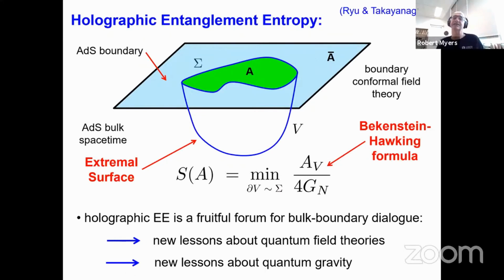At the bottom here, I say that this became a fruitful forum for a bulk-boundary dialogue. By that, I mean that the information flowed both ways. Of course, AdS/CFT is a dictionary between a boundary theory or a quantum field theory and quantum gravity in the bulk. But in fact, we learn new lessons about both sides of that story. We learn new things about quantum field theories. We learned new things about quantum gravity. And today, what I want to talk about is how we're learning new things about the information paradox.